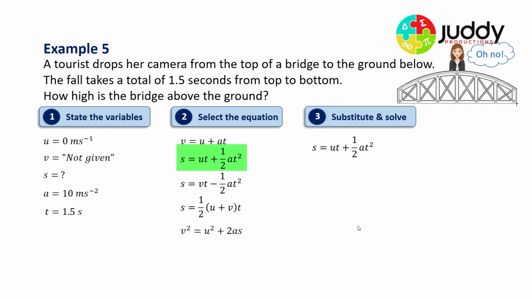Substitute and solve. So our equation, s equals ut plus a half at squared. Let's substitute in our values. S is our unknown, our initial velocity was 0, our time was 1.5, our acceleration was a positive value of 10, and our time was 1.5. Remembering, of course, it's only the t, the 1.5, that is in fact squared. When I place that in the calculator, I end up with a displacement of 11.25 meters.